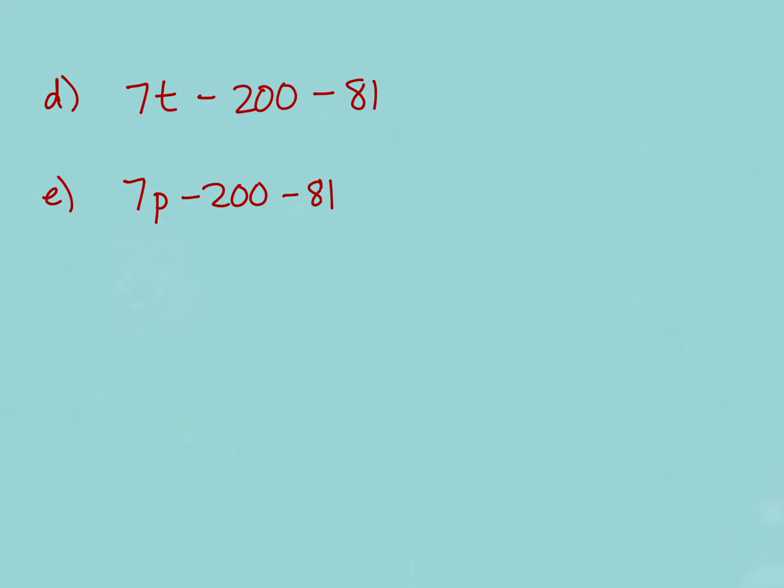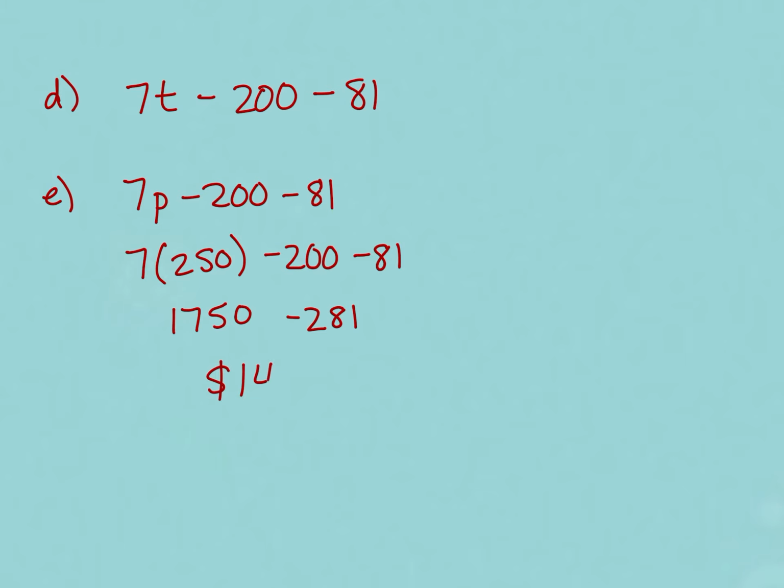And we're looking at 250 people. So 7 times 250 minus 200 minus 81. We can combine those things, and that would make minus 281. And we already knew that this piece came out to 1750 from the first part. So 1750 minus 281 is $1,469 of profit.